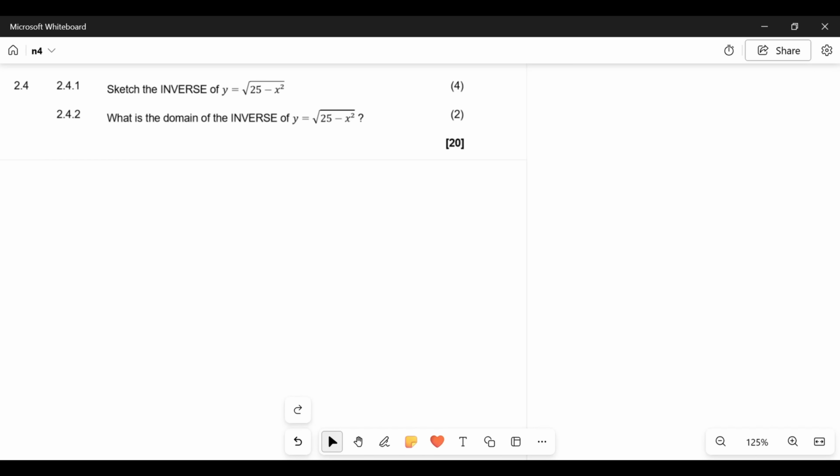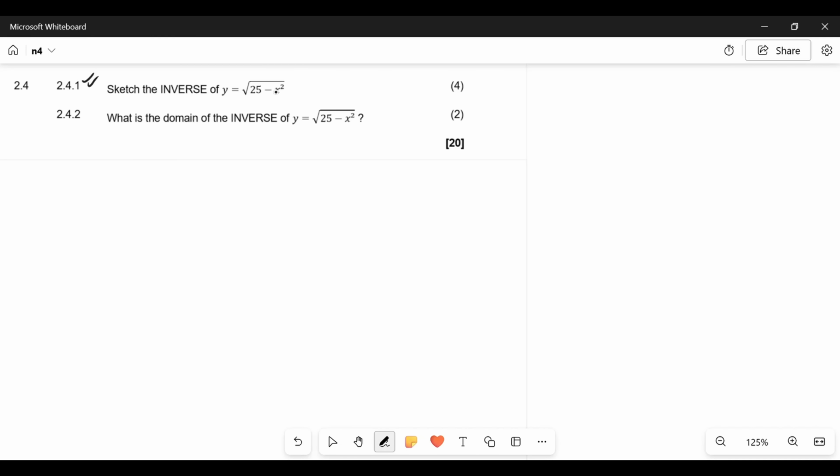All right, guys, let's look at question 2.4. Now, question 2.4 has two questions as well. It is 2.4.1 and 2.4.2. We're going to start with 2.4.1. They want us to sketch the inverse of y equals root 25 minus x squared.